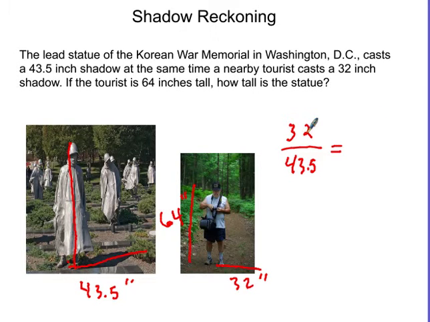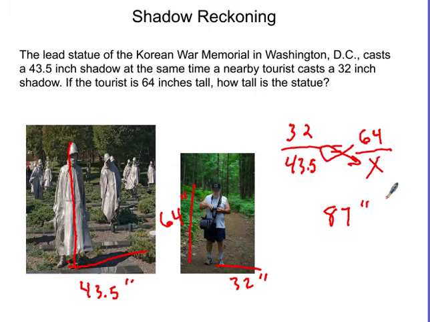and then we can use the corresponding heights to figure out the height of the statue. Since 32 is on top here, that's the shadow of the man, where does his height go? Also on top, 64 over x. 64 times 43.5 divided by 32 equals the number that you were all trying to shout out just a minute ago. 87 inches. So yes, the statue is 87 inches.